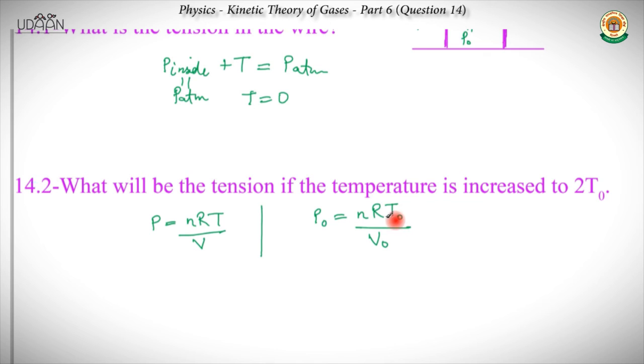Now if we double the temperature, then the pressure would also double. So the pressure would be 2 P naught now, because it's directly proportional to T, and volume remains the same. Yeah, because these are metallic wires, they won't stretch or something. Yes. So 2 P naught, and P naught was equal to P ATM, so we can write 2 P naught equal to 2 P atmospheric, or 2 P ATM.